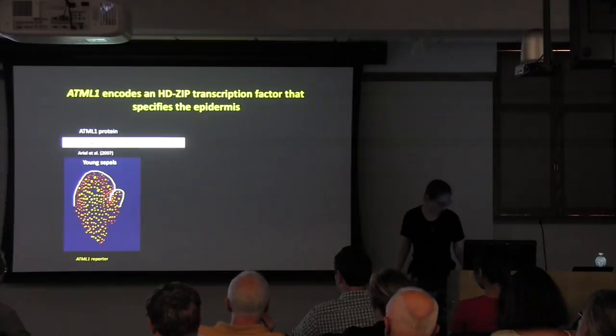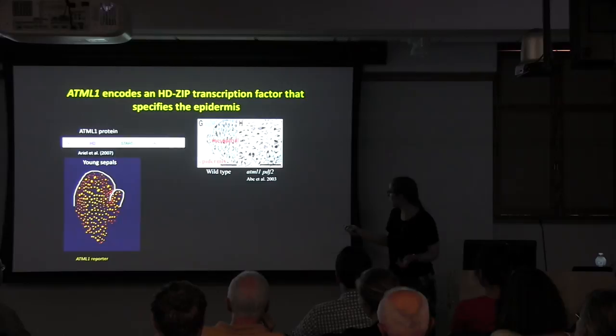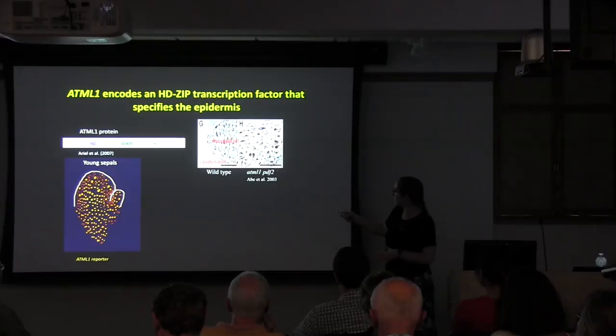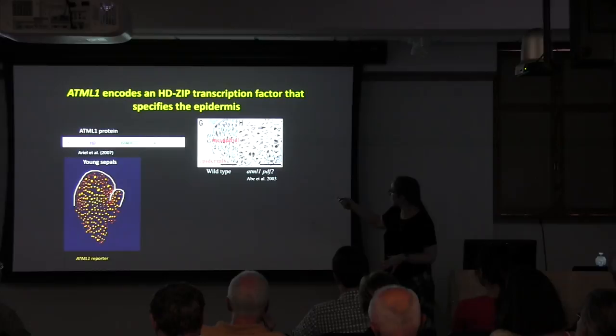ATML1 is well known for its role in epidermal specification, based on the work of Abe et al., who found that mutations in ATML1 and its sister gene, PDF2, cause a loss of epidermal identity. So in wild type, we've got a scanning electron micrograph, and we're looking down on the surface. You can see here's the epidermis, and it's been peeled back to reveal the mesophyll cells underneath. And in the ATML1 PDF2 double mutant, the poor plant has its mesophyll exposed. There's no epidermis overlying it.